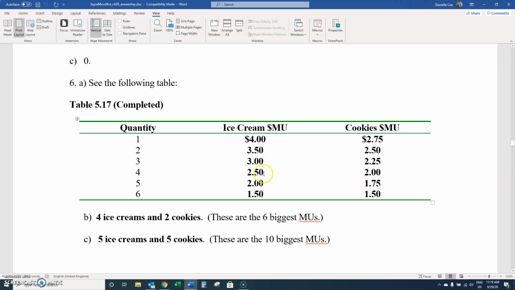Then we hit $2.50 for the next ice cream, but the cookie is $2.75, so he gets more utility from the cookie. So his fourth purchase is going to be a cookie. Then we move down, and now we're comparing $2.50 to $2.50, so it doesn't matter. His fifth purchase is going to be one of these at $2.50, and his sixth purchase is going to be the other one at $2.50. And that's it. He's only going to buy 6. So that means he would buy 4 ice creams and 2 cookies.